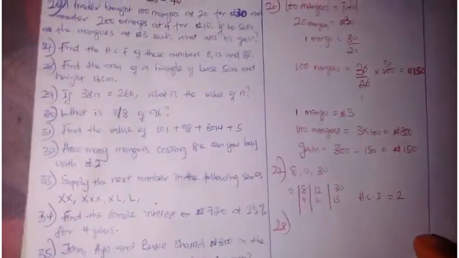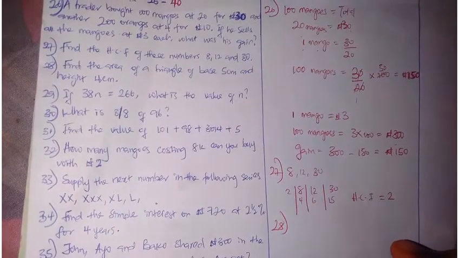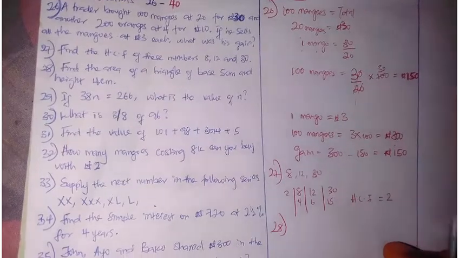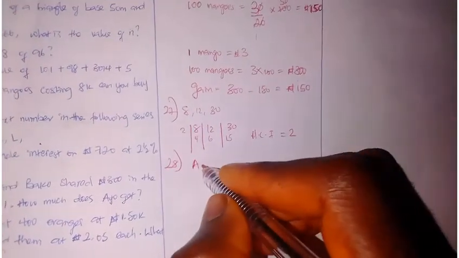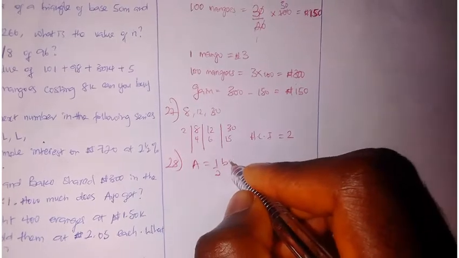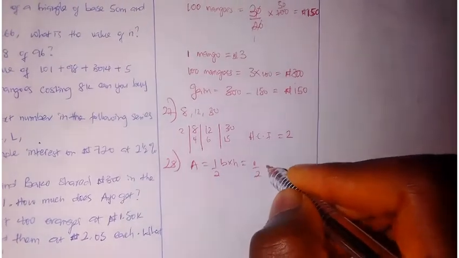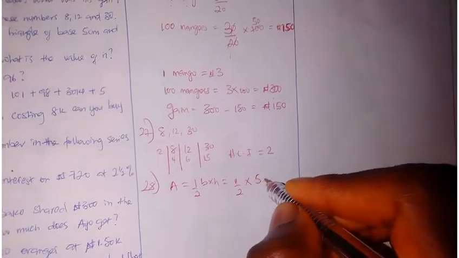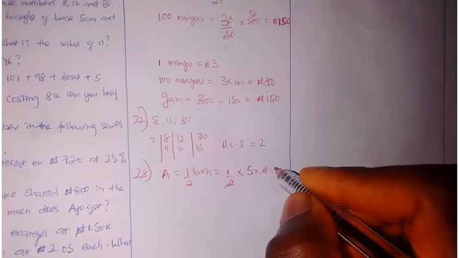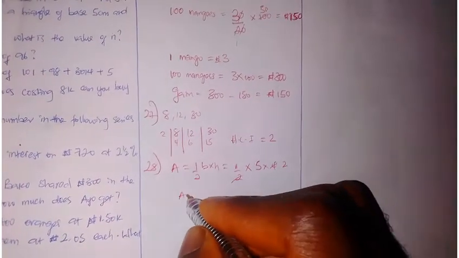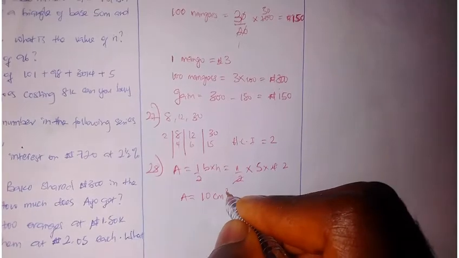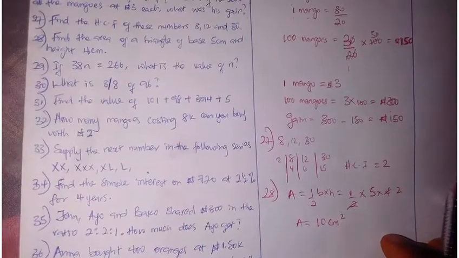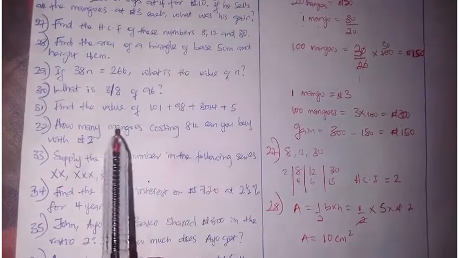Question 28 says, find the area of a triangle of base 5 centimeter and height 4 centimeter. Formula of area of a triangle is half base times height. That's 1 over 2 times the base, which is 5, times height, which is 4. This 2 can go in this 4. So my area equals 10 centimeter square. 5 times 2 is 10. Over 1 is still 10. So the area is 10 centimeter square, because we're given in centimeter.